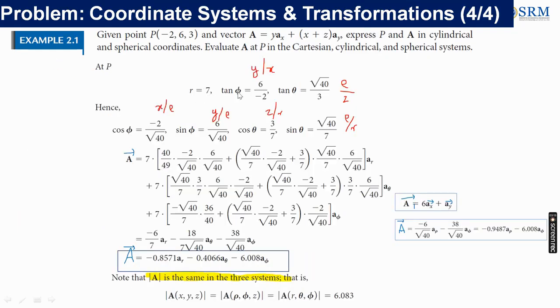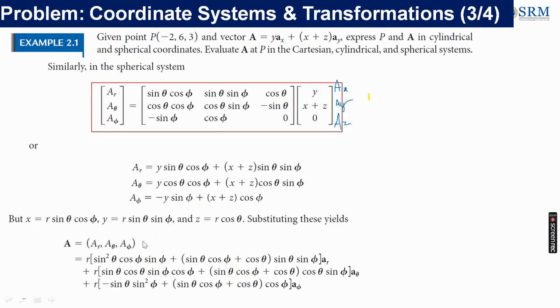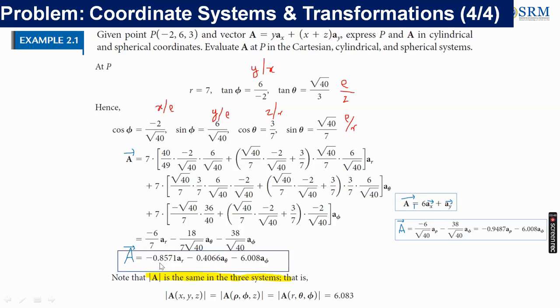So we already know what r is. Tan phi, just now we saw, is y by x, 6 by minus 2. So from that we have just computed cos phi and sin phi in the previous step. Now for tan theta it is rho by z, right? So if I want to write cos theta, is it z by r? Z is nothing but 3, r is 7. And sin theta is rho by r. Rho is root of 40 divided by 7. Substitute these values in this expression for r sin theta cos phi sin phi, everything, and we will end up with this vector equation in spherical coordinates.